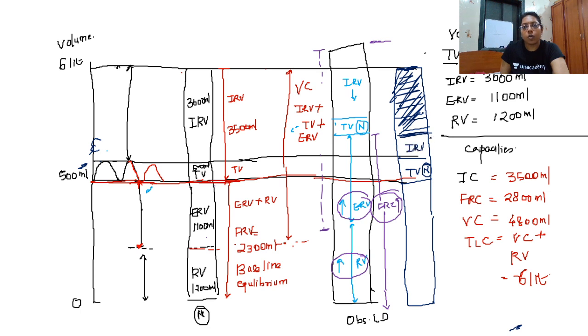Inspiratory reserve volume is drastically reduced. Also, your expiratory reserve volume is reduced and the residual volume is reduced. So entire thing gets shifted down. So if you consider your FRC is reduced, your inspiratory capacity is reduced. So this is what is seen in restrictive lung diseases.